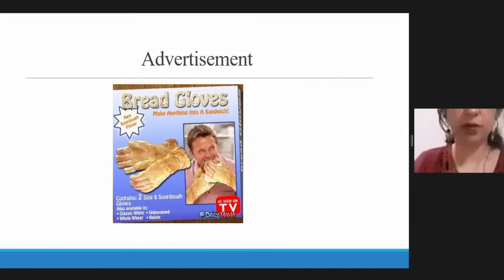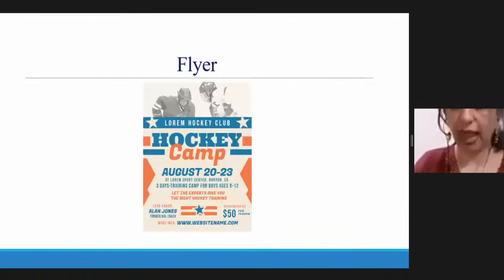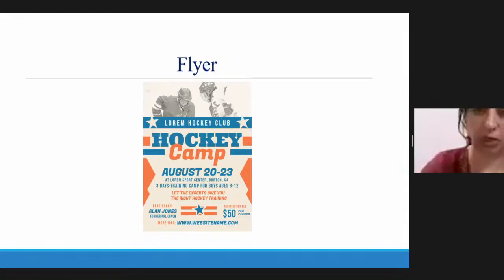Okay, so you get the difference between an advertisement and a flyer. Now, this is a flyer. This is a camp flyer because this is something temporary. So flyers are usually used for something which is going to happen at some point of time at some location. You don't have flyers every day.